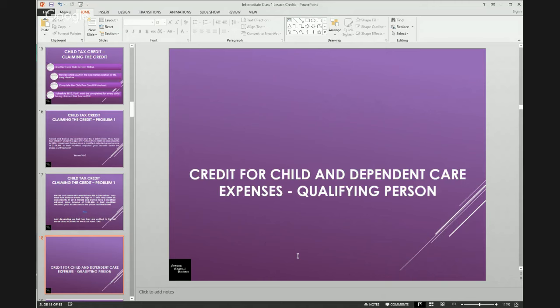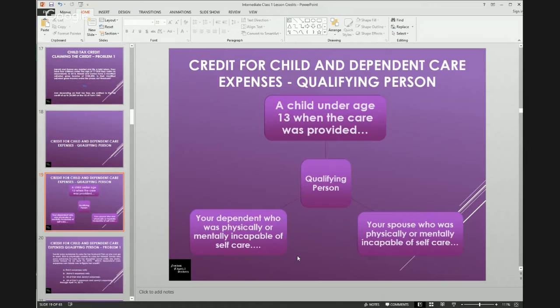The next credit that we're going to be talking about is the credit for child and dependent care expenses. So looking at child and dependent care expenses, these would be for a qualifying person, usually a child, but it could be a dependent who's physically or mentally incapable of self-care, and it could be your spouse who's physically or mentally incapable of self-care, and it doesn't have to be a permanent disability. The qualifying person, if they are a child, the IRS has a limit of 13 years of age. So once that child is over 13, they would no longer be a qualifying person for the purpose of this particular credit.